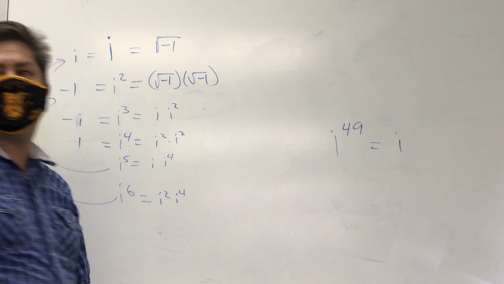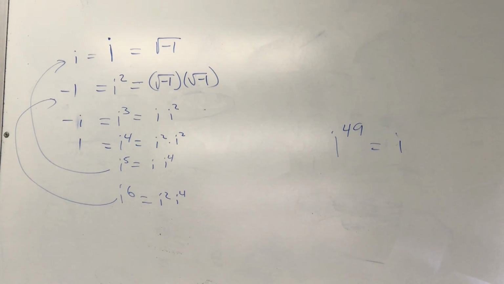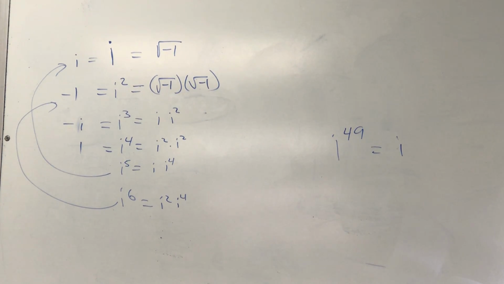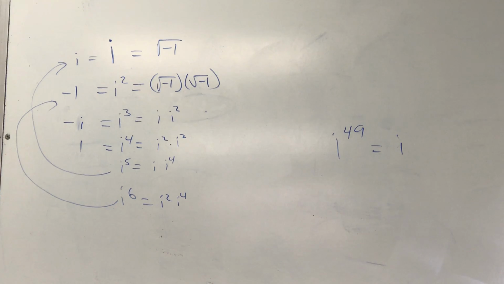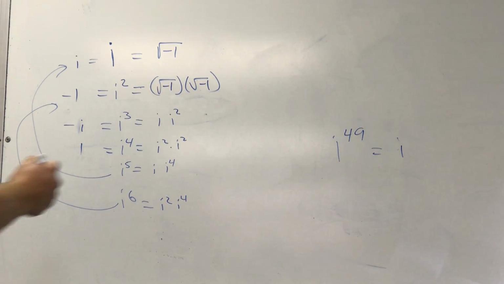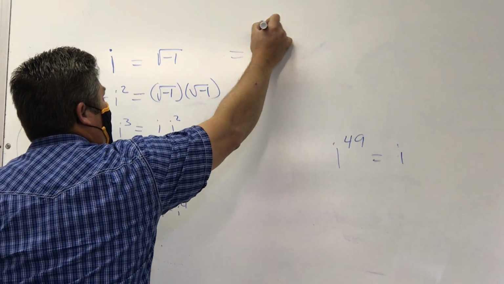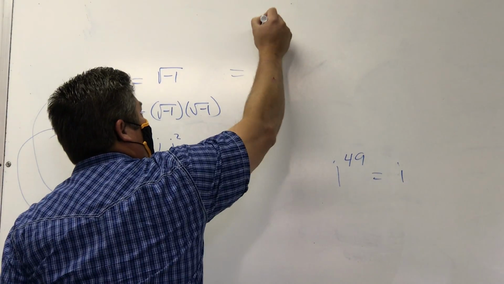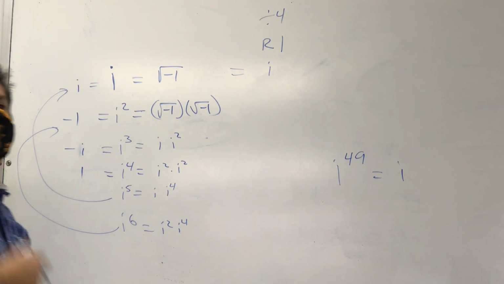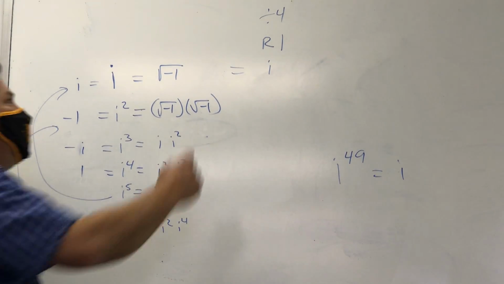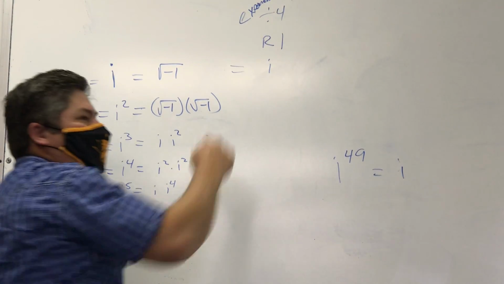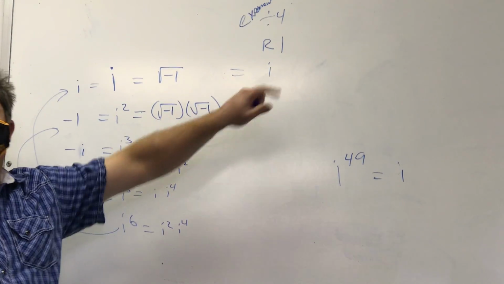How do I know that fast? I divided it by 4 and took the remainder. What's 49 divided by 4? Goes in 12 times with 1 remainder, right? If the remainder is 1, it will always be i. So divide the exponent by 4. If the remainder is 1, it'll always be what?